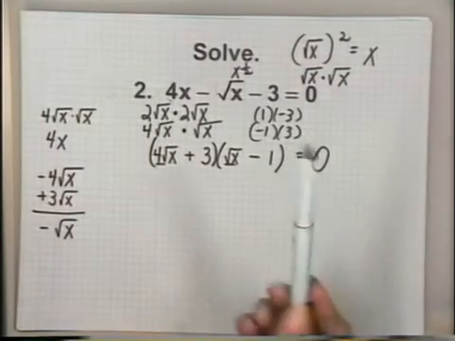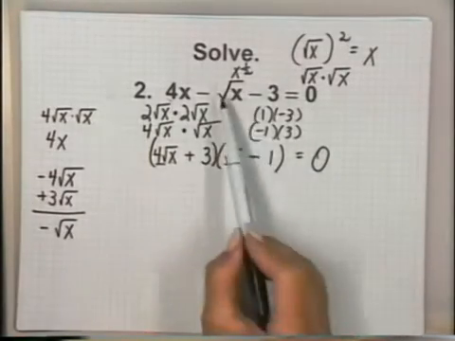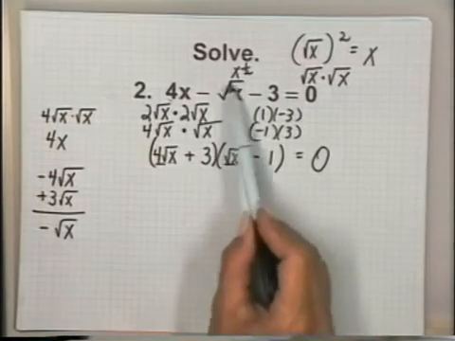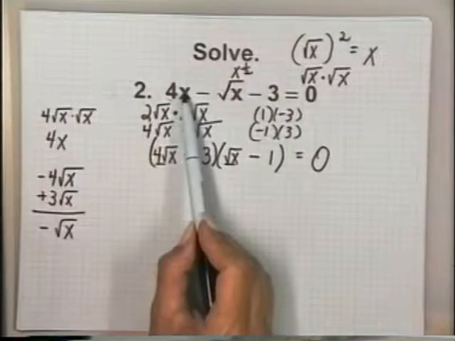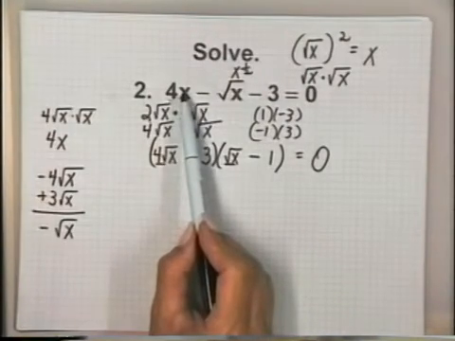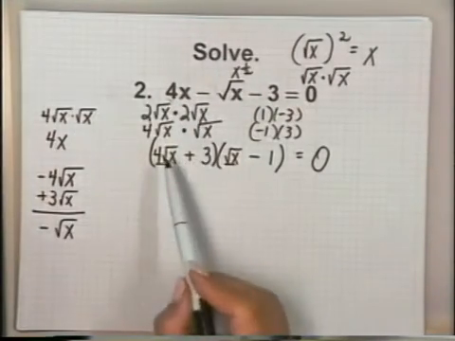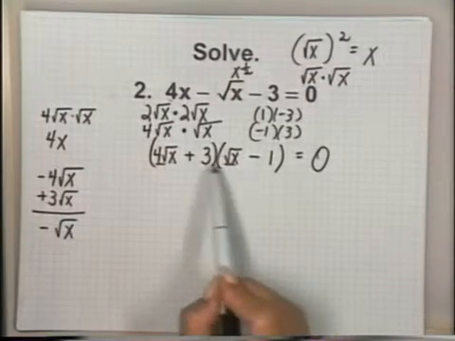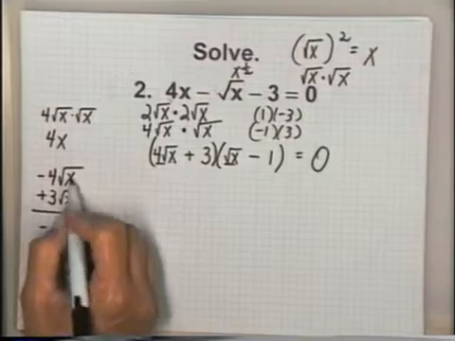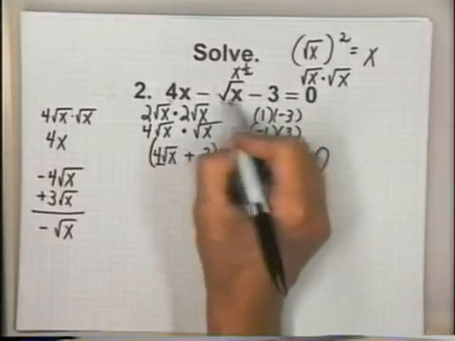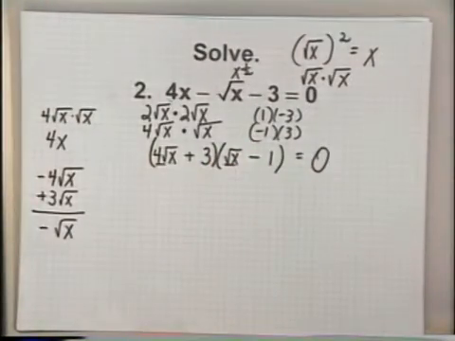Notice that it is very important that I take this variable part of this middle term and multiply it times itself to get the variable part of the first term. That ensures that when I find my outside product and my inside product, I have like terms that I can combine to give me this middle term.